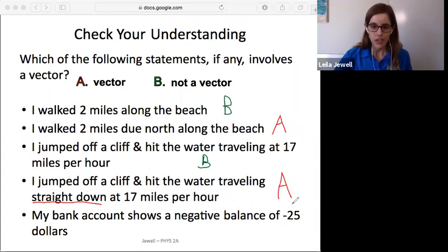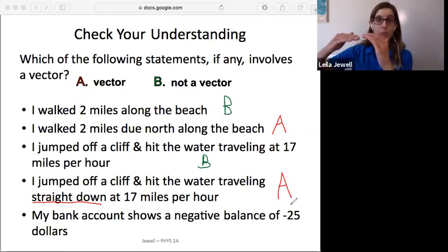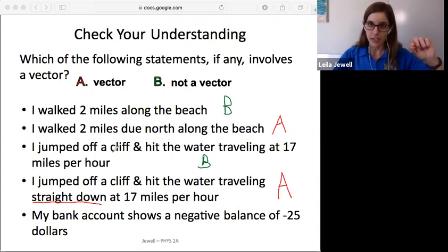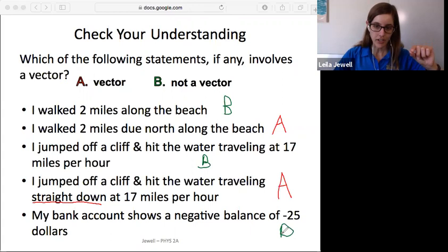Cool. What about this last one? This one's a different one. My bank account shows a negative balance of negative $25. Well, it sounds like you've gone down negative $25. So it sounds like you potentially have a direction. But do we know that? We don't, right? You might have had actually a negative balance of negative $100, and you've actually worked up to this point where negative 25 isn't so bad. All that we know is this data point, this exact location of negative $25, but we don't know how you got there. So that is one that I would say is not a vector.